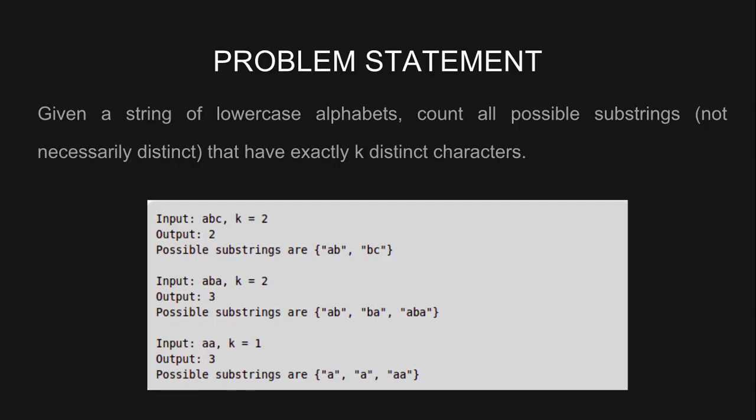For example, for input string ABC and k equal to 2, the output will be 2 as we can have two possible substrings with exactly k distinct characters: AB and BC. For input string ABA and k equal to 2, the output will be 3 as we can have three possible substrings with exactly k distinct characters: AB, BA and ABA. For input string AA and k equal to 1, the output will be 3 as we can have three possible substrings with exactly k distinct characters: the first A, the second A and AA.